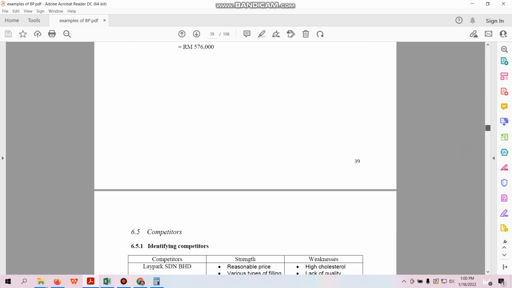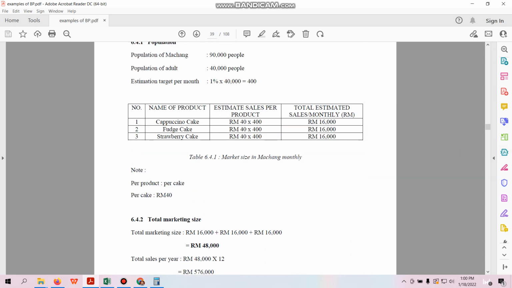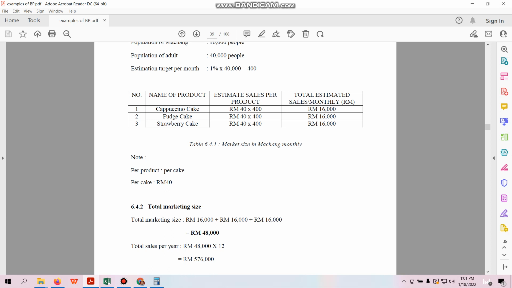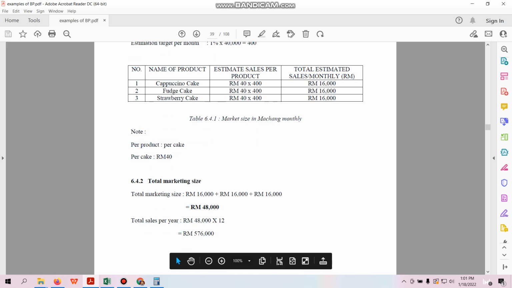Now you can see the value here. So 40 ringgit times the quantity per month. In a month, for the first product, they sell 16,000. Assume that the price is the same and the products are the same. For the fudge cake, they also produce 16,000. For strawberry cake, they also have 16,000. So they sold about three types of cake. If you sum up this value, 16 plus 16 plus 16, they have about 48,000. This one is for monthly sales only. If you want to find the year's sales, you have to times 12.